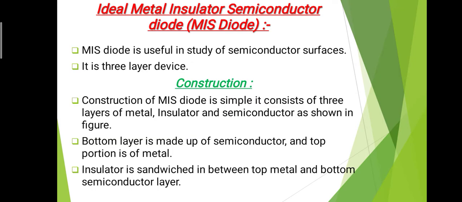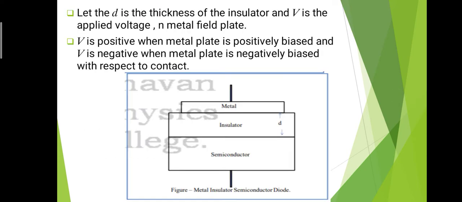The bottom layer is made up of semiconductor and the top portion is of metal. That means the bottom layer of the MIS diode is nothing but the semiconductor, and the top portion is the metal. The insulator is sandwiched in between the top metal and the bottom semiconductor layer, which is shown in the figure. So the insulator is present in between the metal and semiconductor.